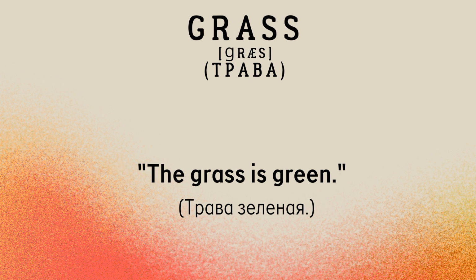Grass – трава. The grass is green. Трава зеленая. The grass is green.